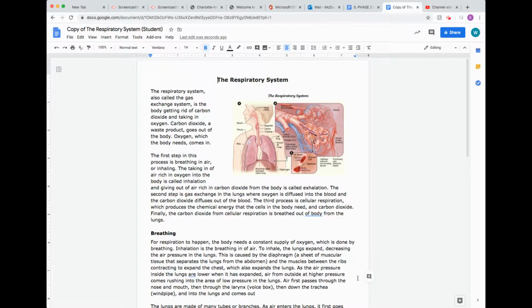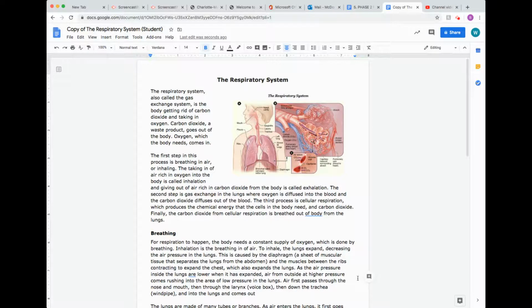The respiratory system. The respiratory system, also called the gas exchange system, is the body getting rid of carbon dioxide and taking in oxygen. Carbon dioxide, a waste product, goes out of the body. Oxygen, which the body needs, comes in. The first step in this process is breathing in air, or inhaling.